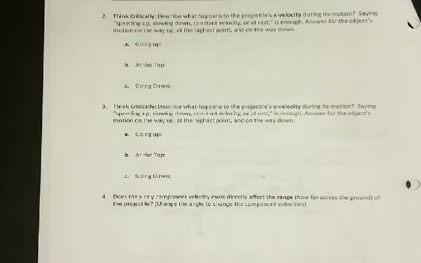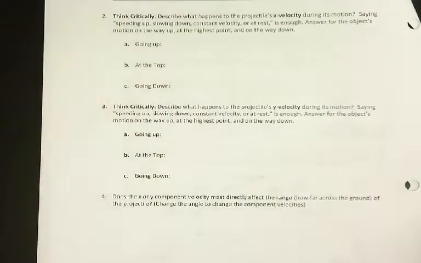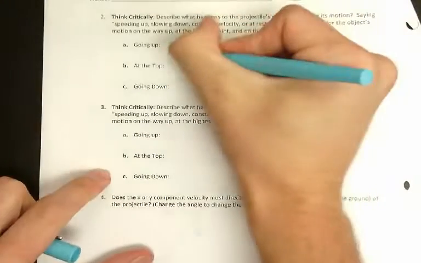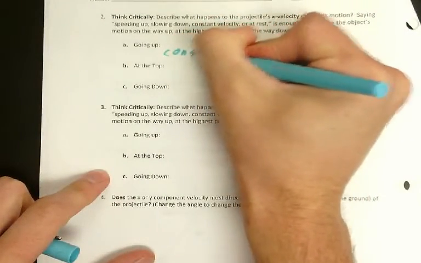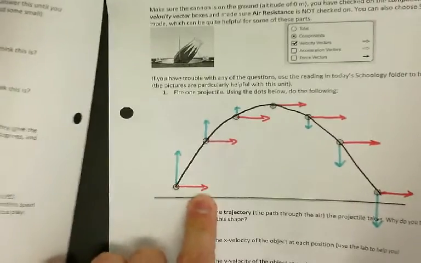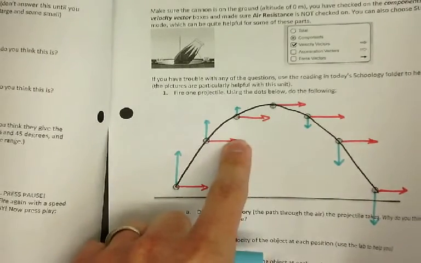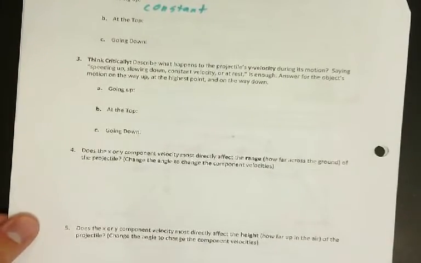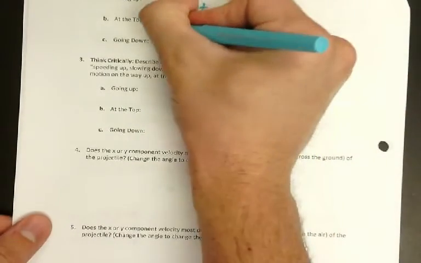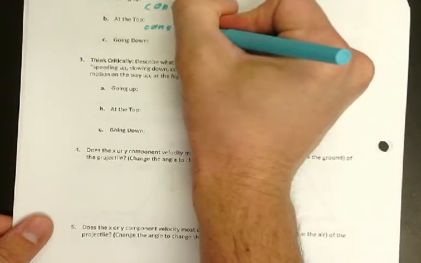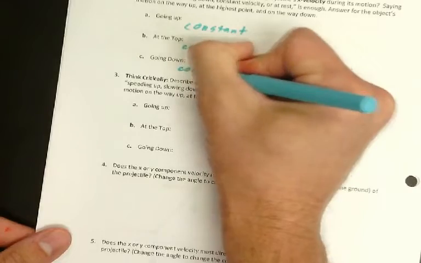Oh, and let's start with you in the back. What's happening to the x velocity on the way up? It is constant. So on the way up, the forward velocity is constant. And you can see those arrows don't change on the way up. Good. Caden, what about at the top? It is constant at the top. It's the exact same as it was. Okay, what do you think, Ken? It is constant.